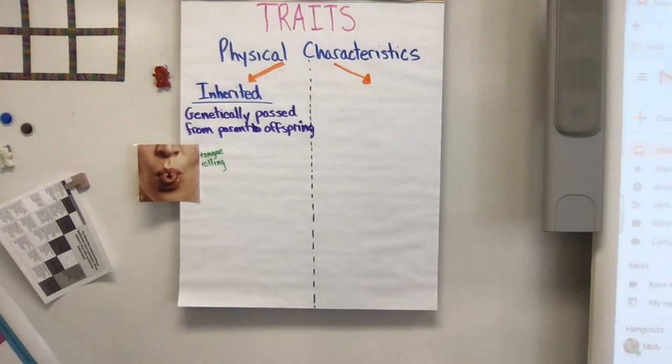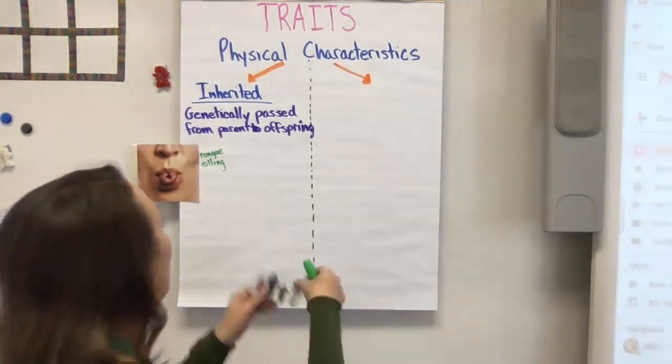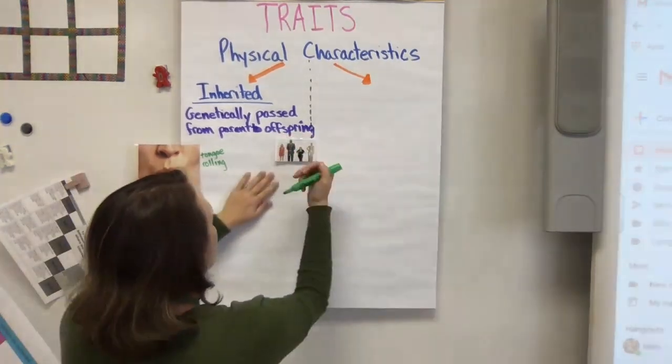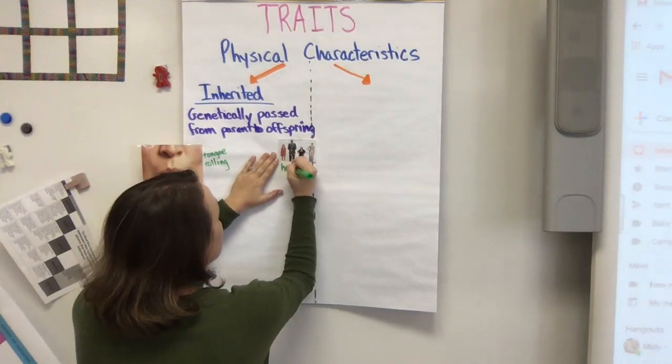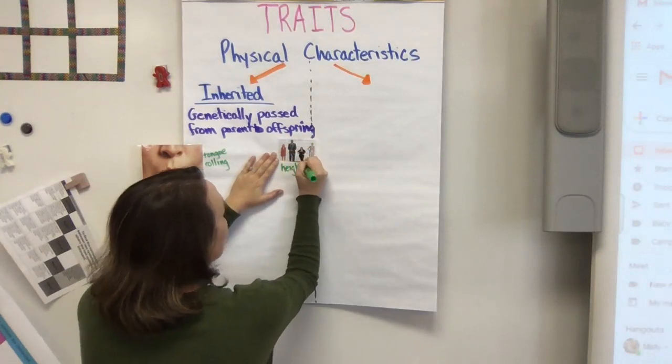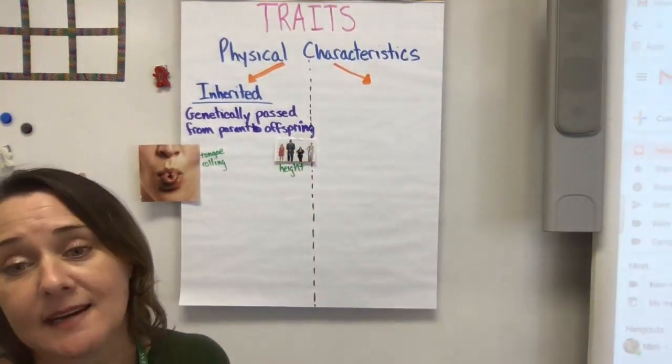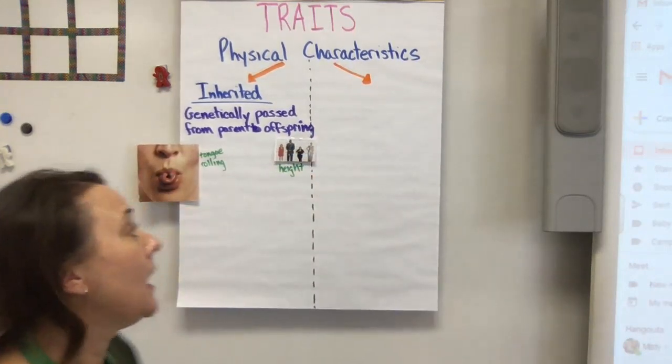Let's talk about another one that is genetically passed down. This is how tall you are. This is your height. Miss Ross is a teeny tiny person, and guess what? My mom is a teeny tiny person too.